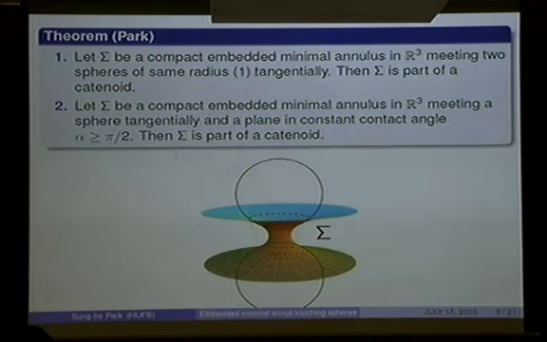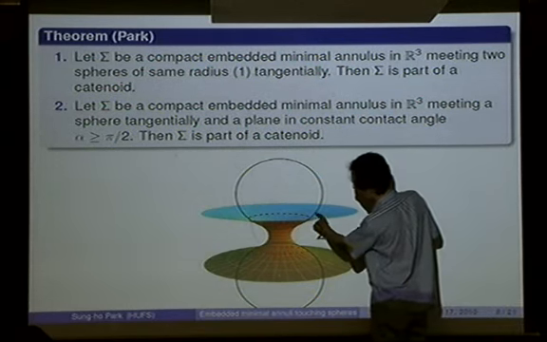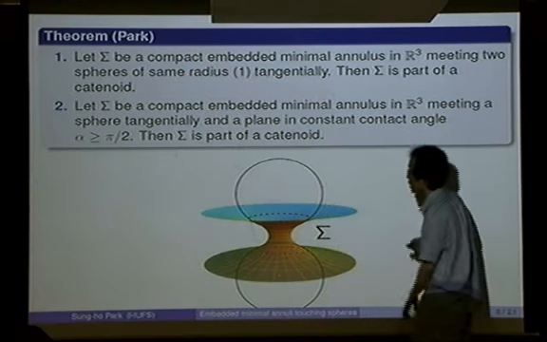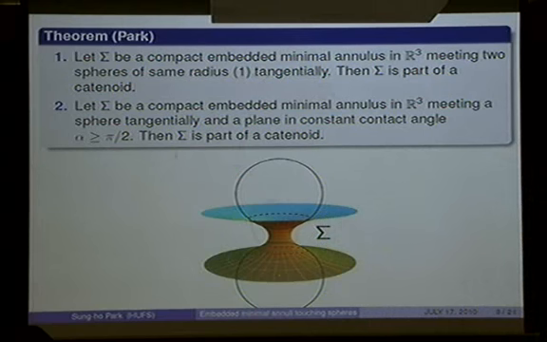And the second result says that if I replace a sphere by a plane and the contact angle is bigger than or equal to pi over 2, the contact angle being measured from inside, so I'll explain about this angle alpha later, then sigma is part of a catenoid.